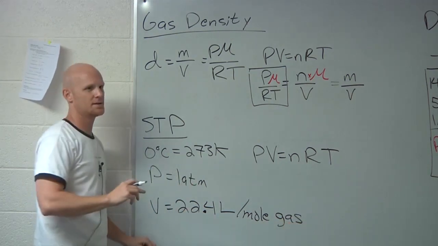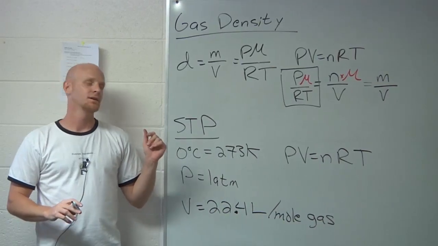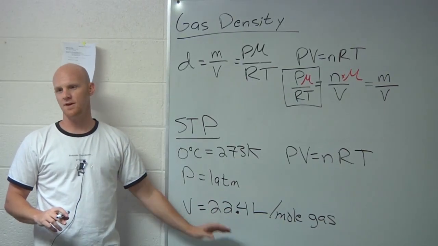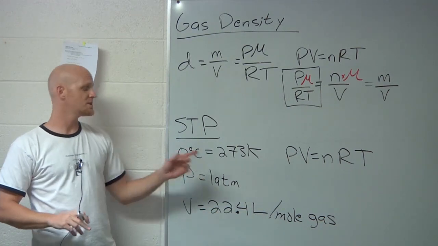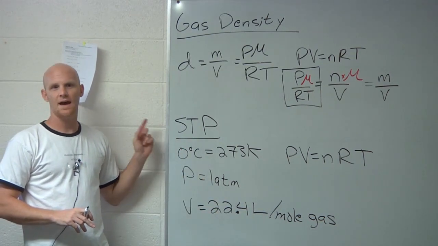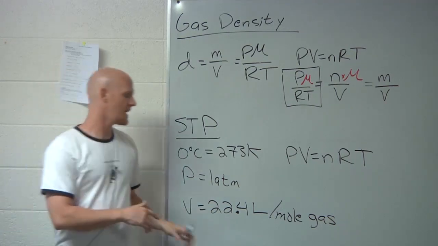At STP, the volume of 1 mole of any gas is 22.4 liters. This is probably worth memorizing. It's a pretty standard number. It shows up pretty commonly, but it's probably worth memorizing because we do so many problems at STP. And we do them at STP because we've given you this number. So it kind of works hand in hand.